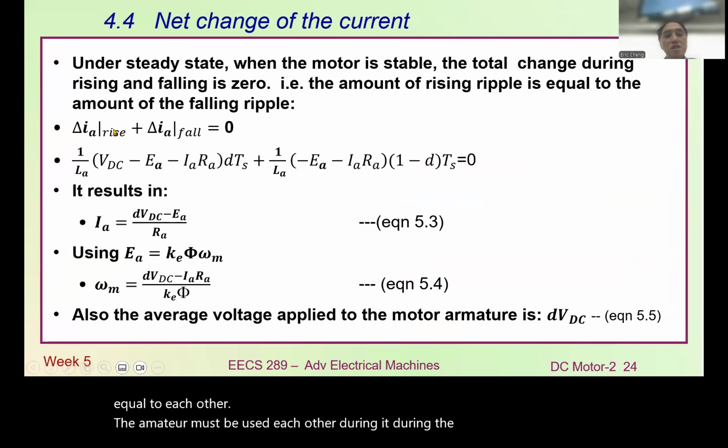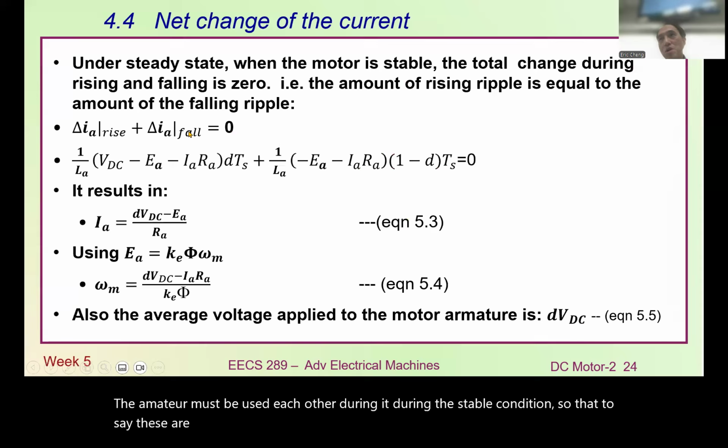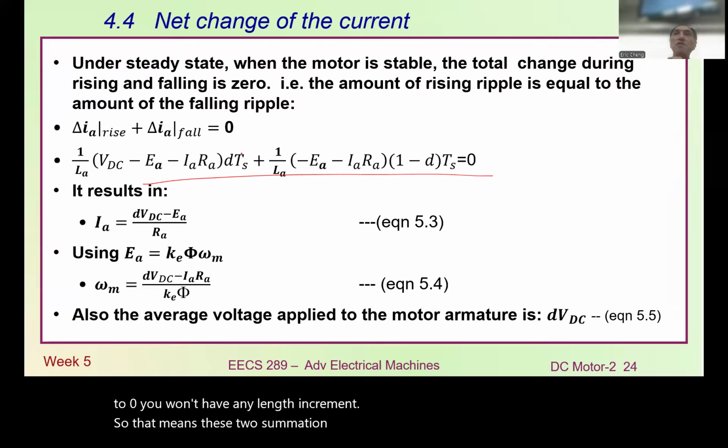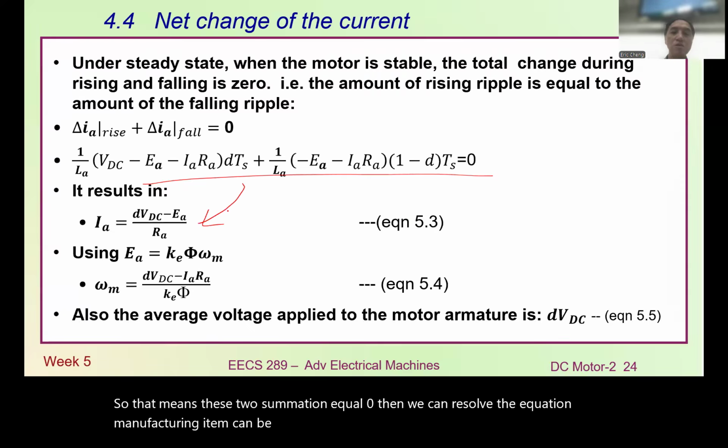So to say these are equal, I mean the amplitude is equal. One goes up, one goes down, the summation equals 0. You won't have any increment. So these two summing to 0 means we can resolve the equation. Many items can be cancelled out, then we go down to this equation, which happens to be this term.